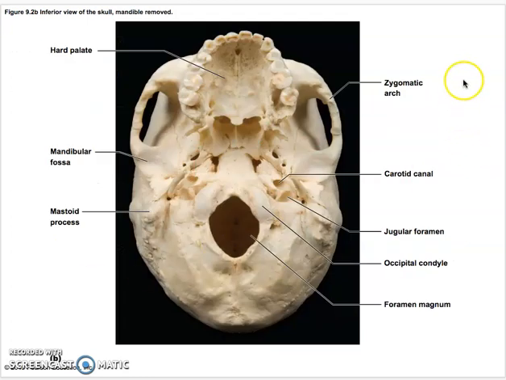We can also see these on this skull here. So we have the hard palate, we have the foramen magnum, we have the jugular foramen, and the carotid canal. Oh, and we can also see that mastoid process and the mandibular fossa. Again, the mandibular fossa is where the mandible sits in to the temporal bone. It's where that joint is.